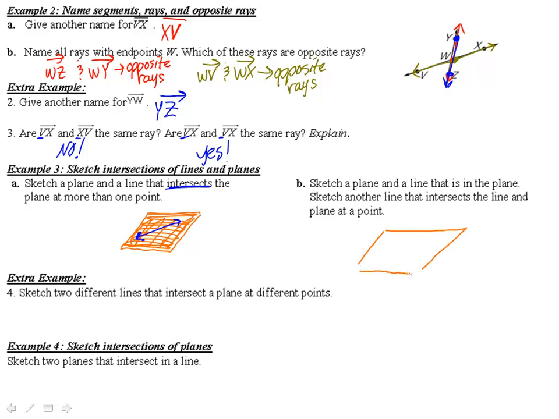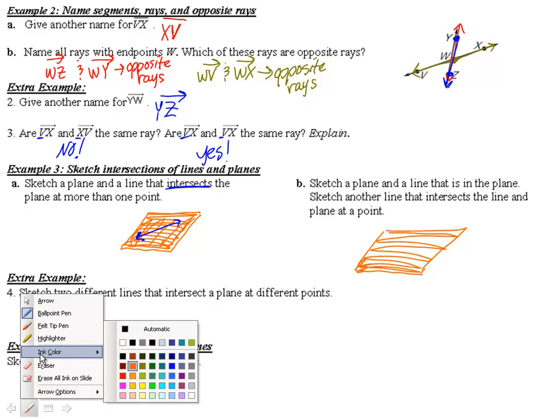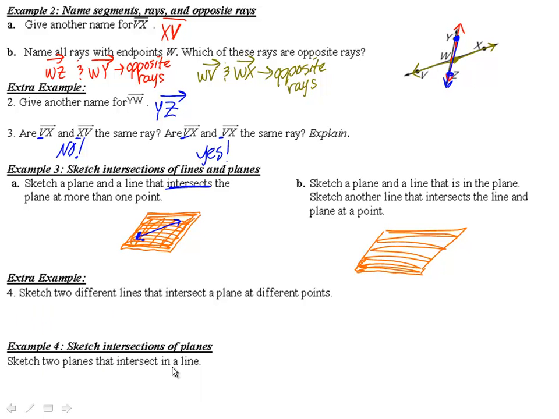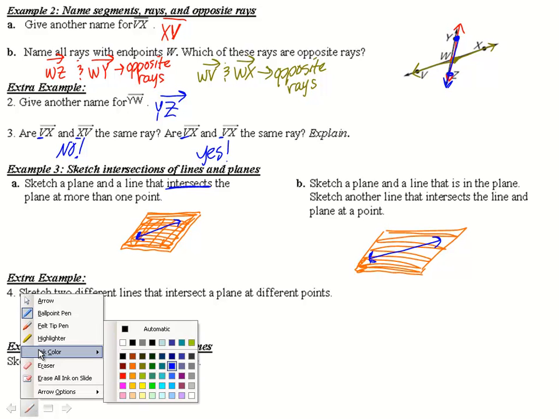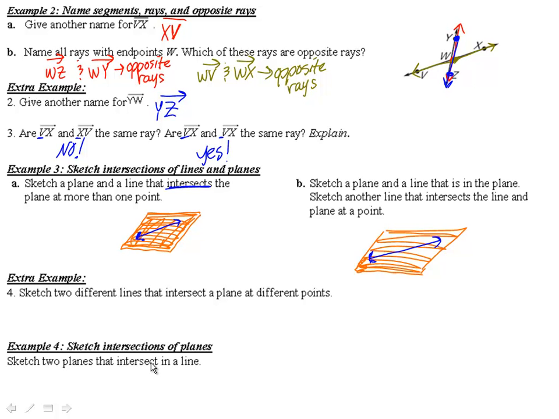So here's my plane. Again, I'm going to shade it. The line in the plane is really what we just drew, so I'm going to add that blue line into my plane here. And then the next thing says, sketch another line that intersects the line and plane at a point. So here's how we draw a line that just intersects at a point. I'm going to have it intersect at this point that I'm drawing. I'm going to have it come like it's coming out of the plane. And then it's going to go down below the plane, so we do a dashed line to show that it's behind the plane, and then a solid line where it would come out the bottom.